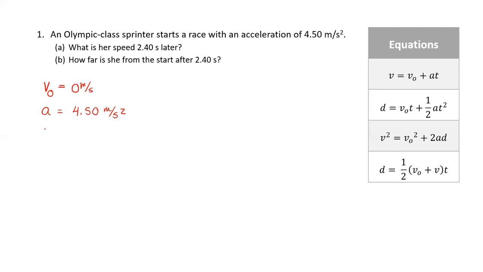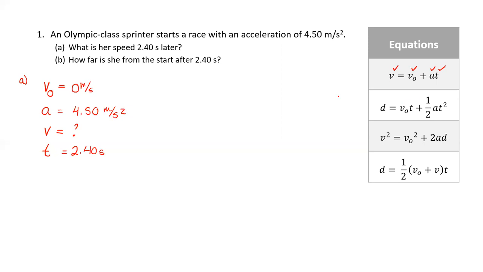What is her speed? So we're looking for speed 2.4 seconds later. So I'm looking for a second speed. That's what I want to find. And my time is 2.4 seconds. Okay, so this is all the information for A. So now that I have all of that information, I'm going to check my equations and figure out which of these equations uses V0, V, T, and A. So looking here, V0, I have this, I have this, I have this, and V is what I'm looking for. So that's the ideal equation.